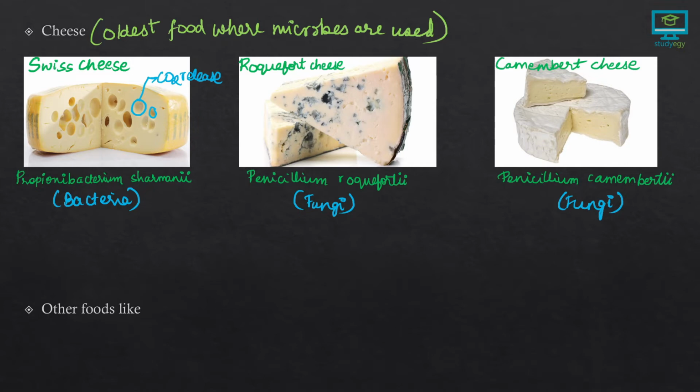Now there are other foods also which are fermented, such as soya beans, bamboo shoots, which is common in India as well, and even fishes are also fermented. So soya beans are actually fermented in the Japanese cuisine, where they prepare a dish called natto, which is like a sticky soya beans and is usually consumed with rice.